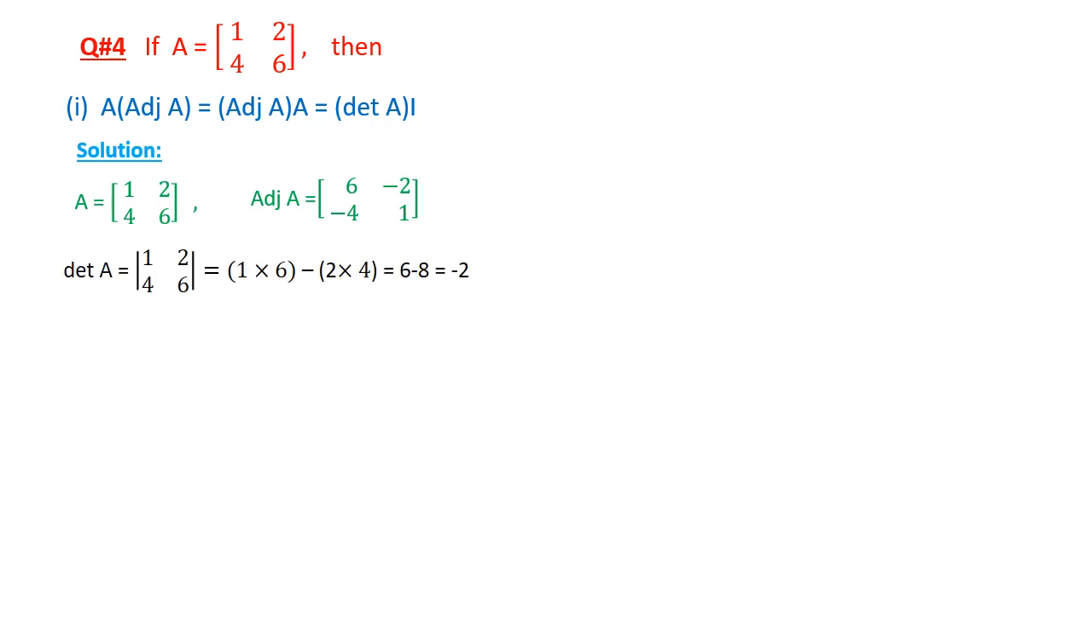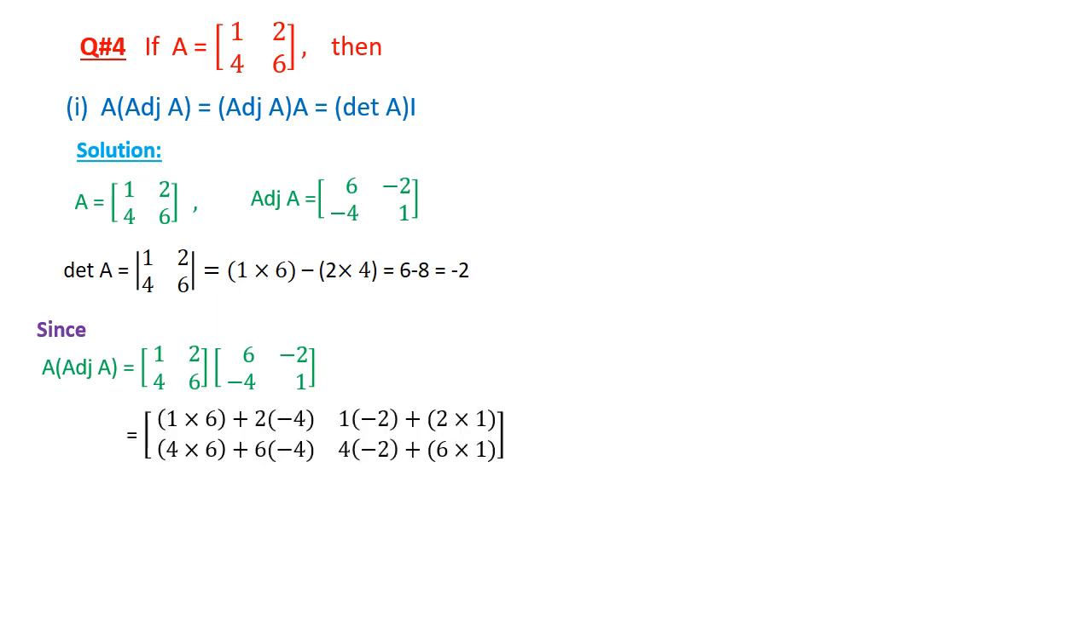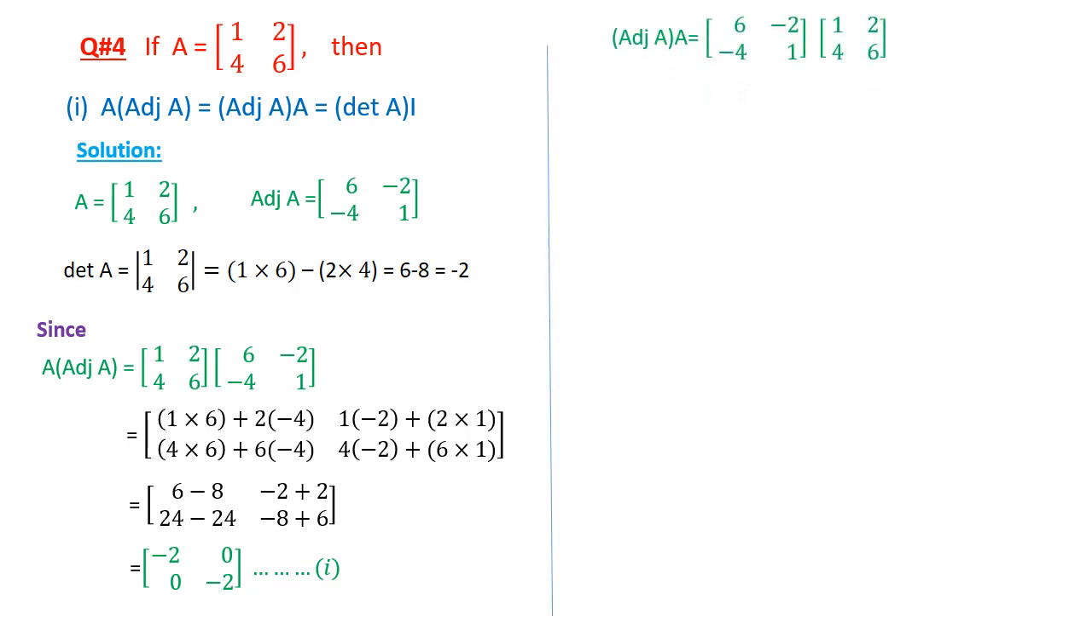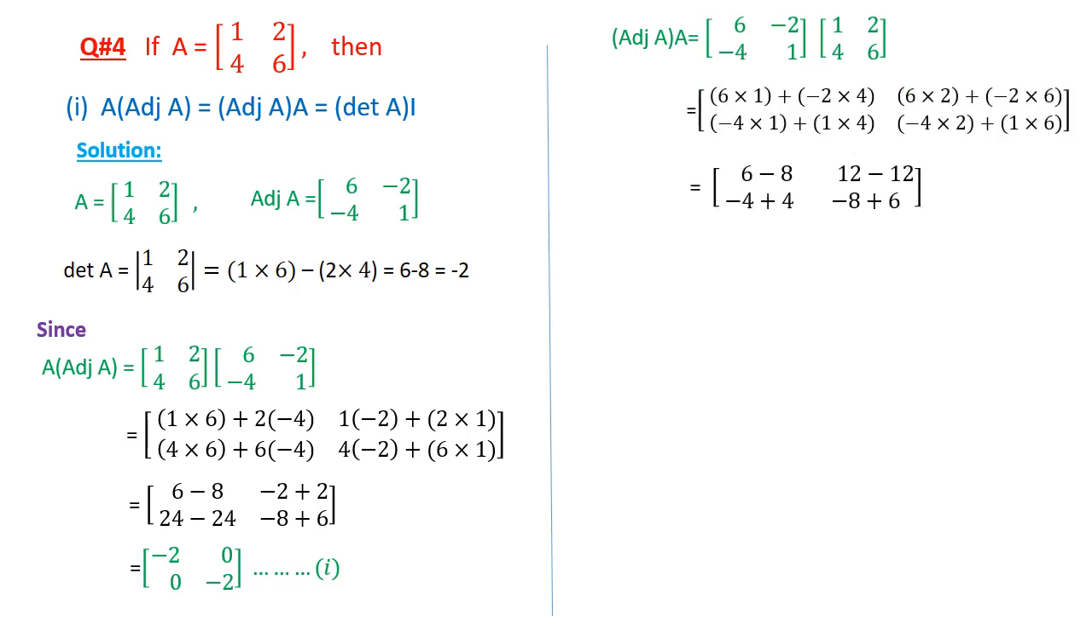Now we will find the determinant of A by multiplying diagonal entries and then subtracting them. So we have minus 2. Since A multiply adjoint of A is equal to this one, by multiplying we have A multiply adjoint of A is equal to, showing by equation number 1. Now we will find adjoint of A multiply A by multiplying these two matrices, and after solving these values we have adjoint of A multiply A, showing by equation number 2.